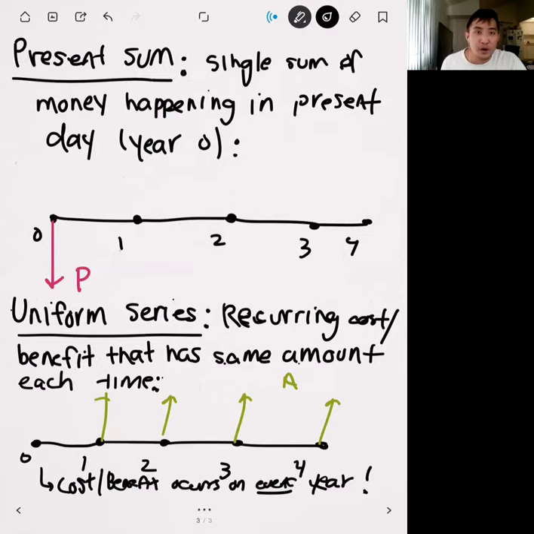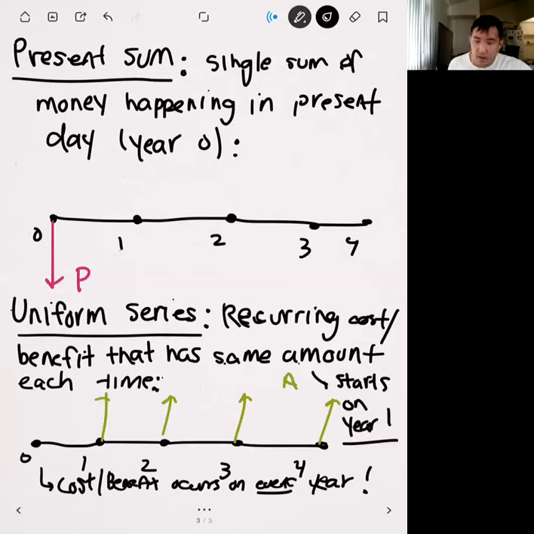So when you come across a uniform series that doesn't start at year 1, that's an automatic cue for you that it's going to be non-standard.